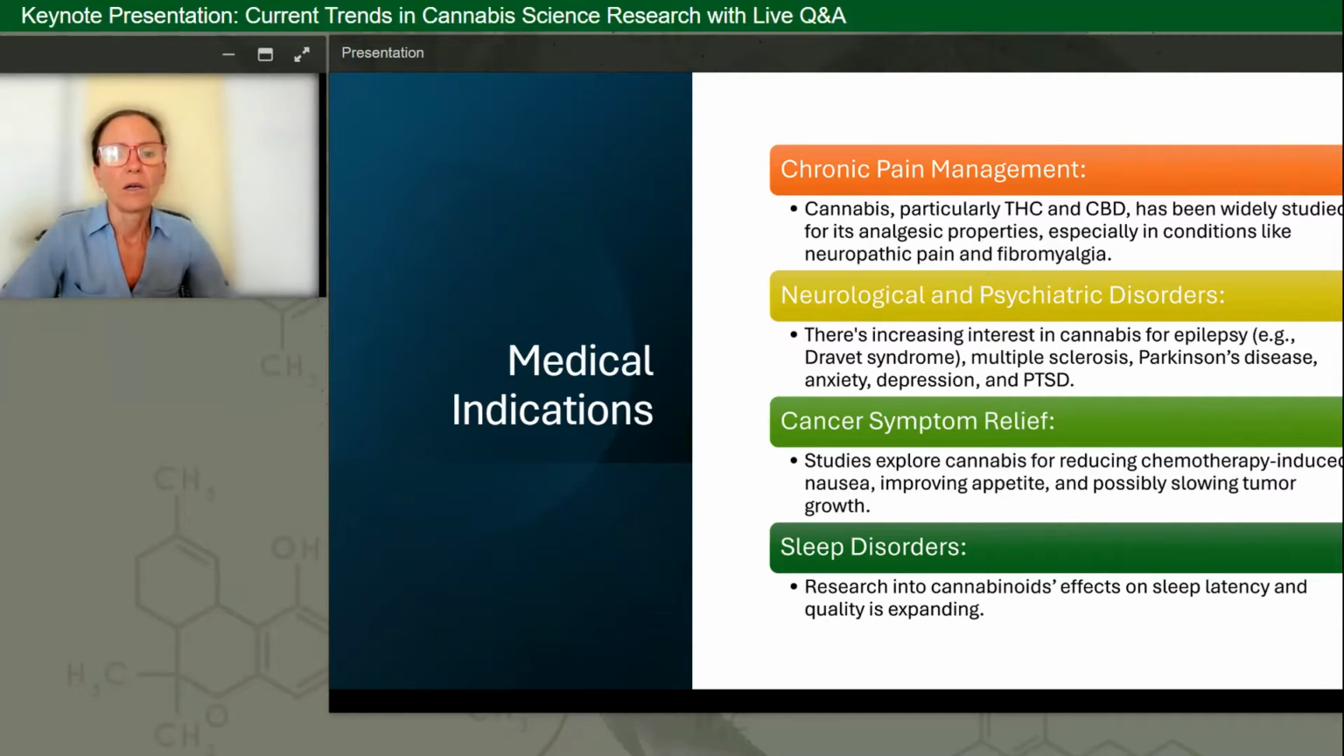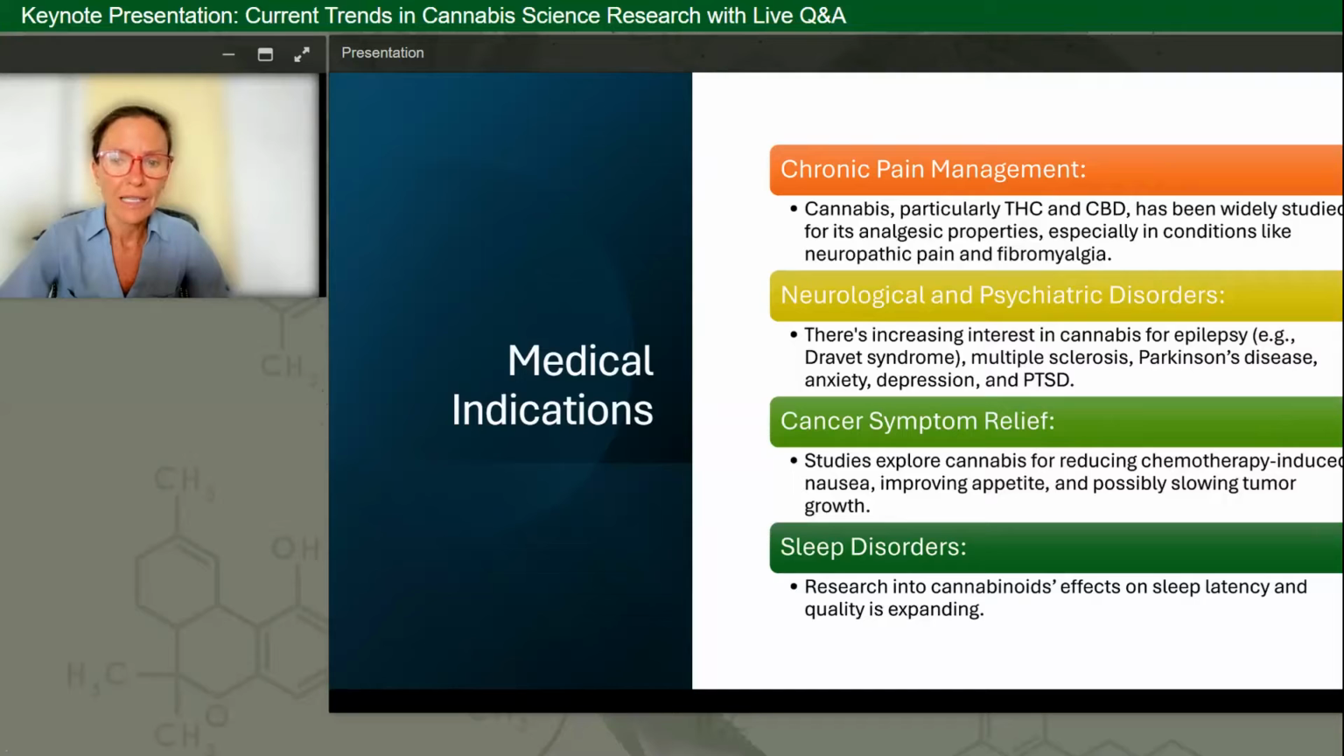Okay, so moving on and focusing on where the research is in terms of medical indications, I think none of this is a big surprise. We're still focusing on most of the common areas that we've seen cannabis being studied in the past decades. Chronic pain management remains at the forefront. So we know that cannabis, particularly THC and CBD, have been studied for decades for their analgesic properties, for neuropathic pain, fibromyalgia, and other pain disorders.